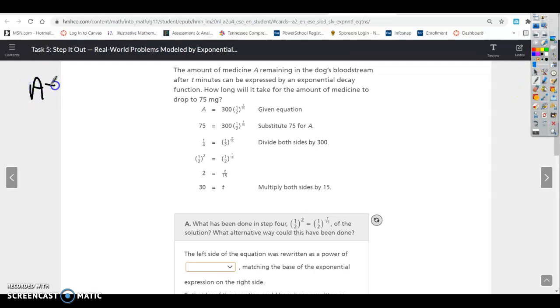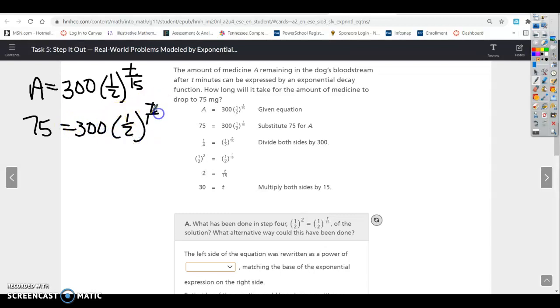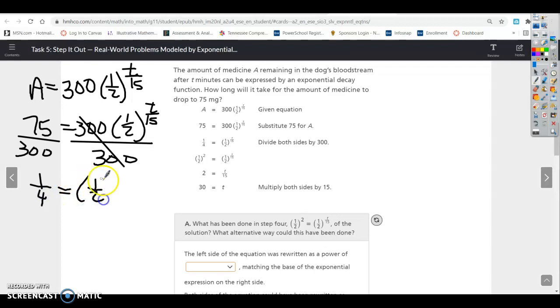All right, so A equals 300 times 1/2 to the t over 15. All right, so we want to know when it's going to be 75. So you're going to isolate your exponent. So we're going to get rid of the 300, 75 over 300. 75 and 75 is 150, so that's 2, so 4. So 1/4 equals 1/2 to the t over 15 power.